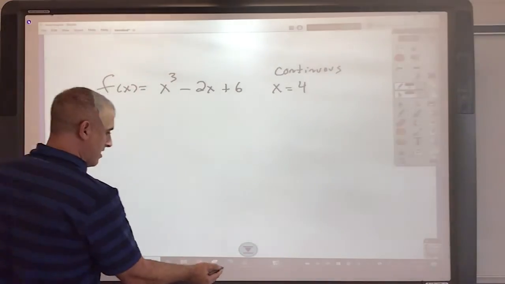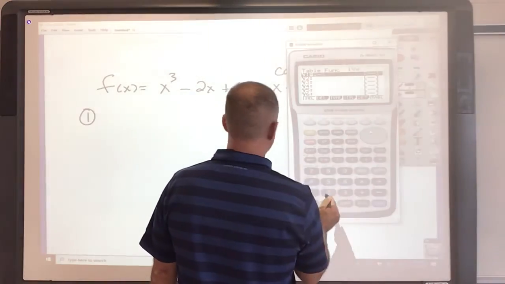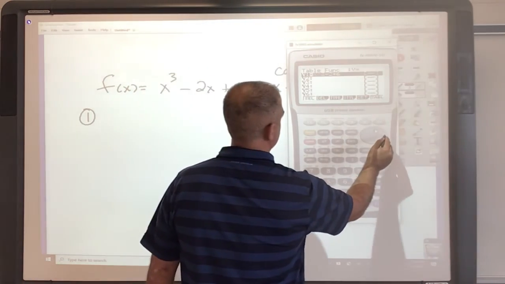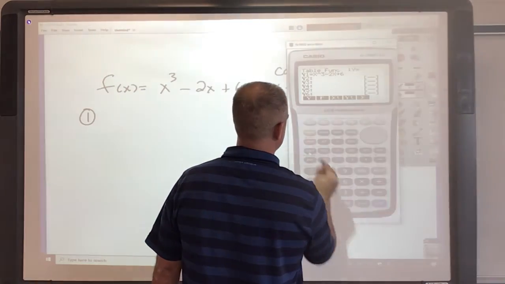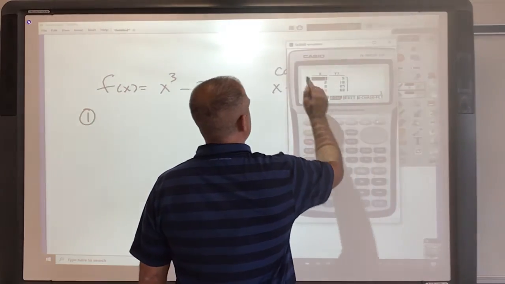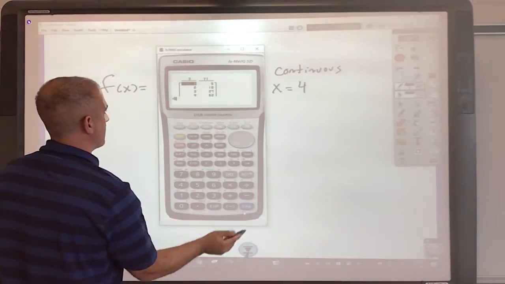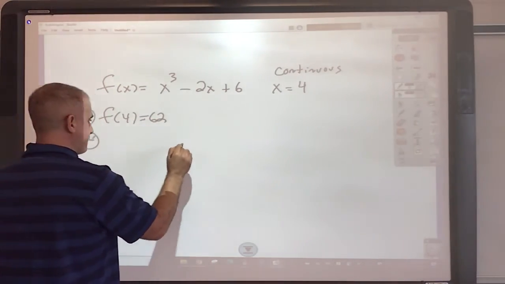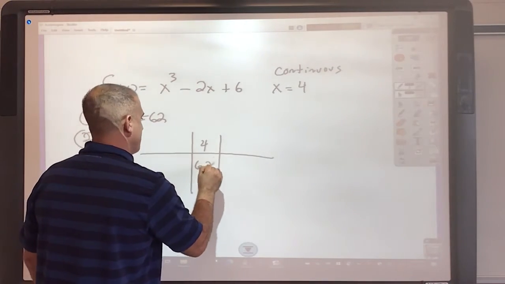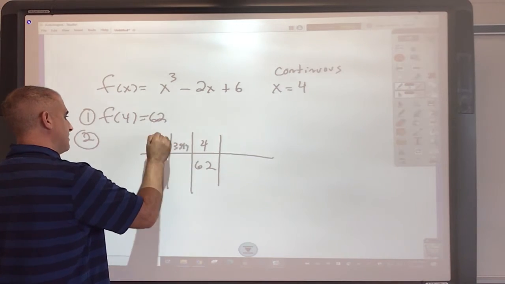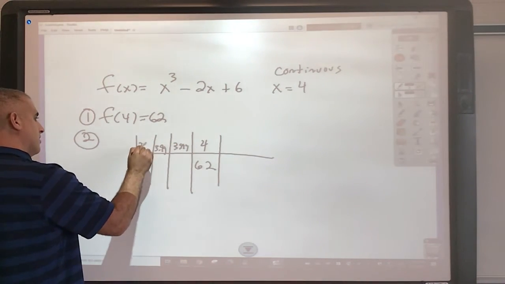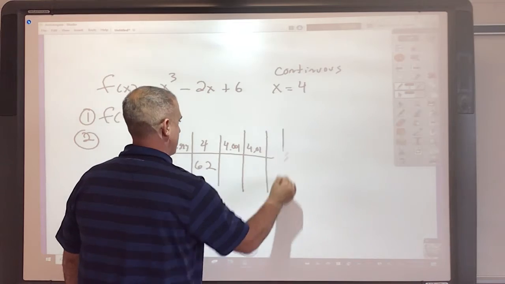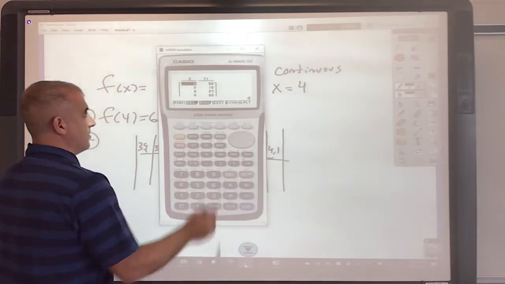Okay, so I would try to evaluate this at x cubed minus 2x plus 6. I'm evaluating this at 4. So I want to type in 4. I get 62. All right, so f of 4 is 62. So when I do this next step, the idea is if I have 4, I should have both things approaching 62. So 3.999, 3.99, 3.9, 4.001, 4.01, 4.1. Okay, so I go ahead and type all this stuff in.